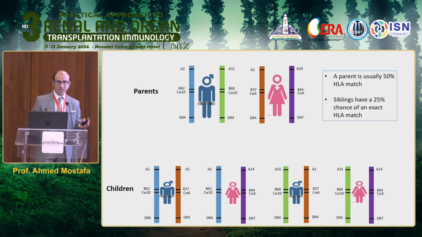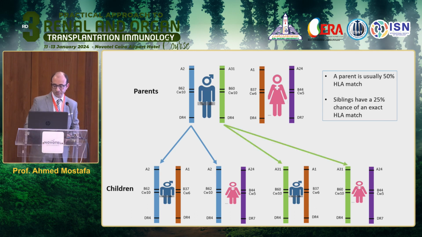So what is the significance of that? If you have a patient who comes with parents, you can tell them that their parent will be a good match, because they actually carry 50% of their genes. The other important thing here is that if siblings come together, the chance of having an identical matched HLA sibling is 25%.